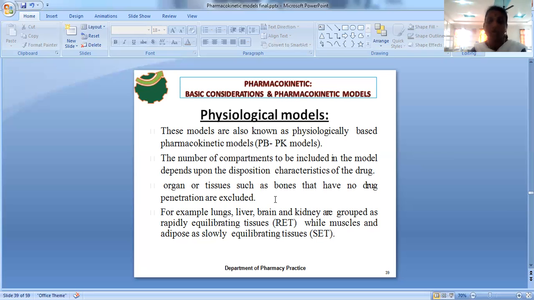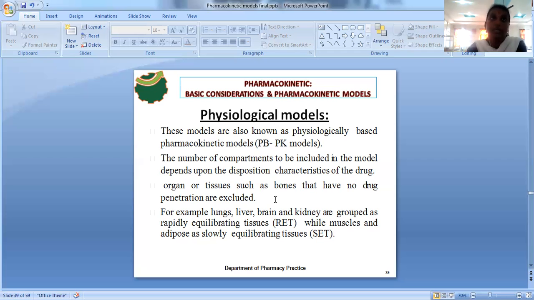Such types of organs or tissues will be excluded from these models. Only the tissues or organs which have some permeation and blood flow are included. Apart from that, the tissues or organs which have a perfusion rate, which have blood flow, will be divided into two types.